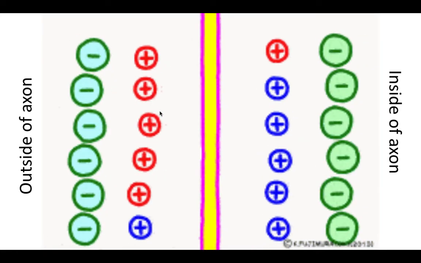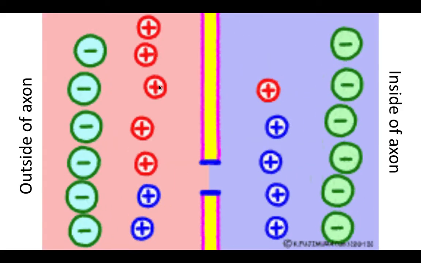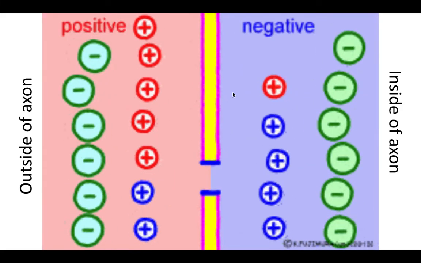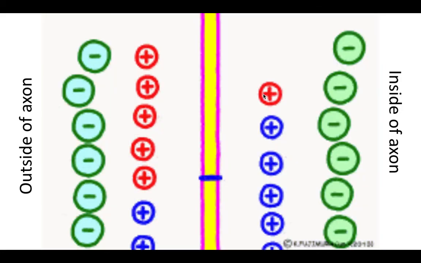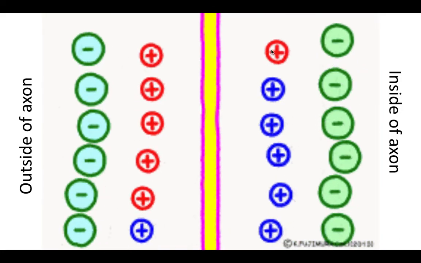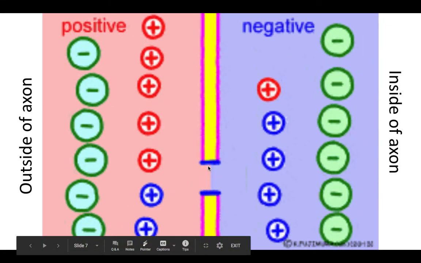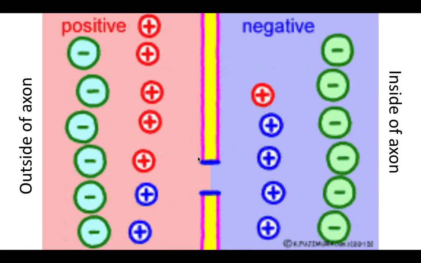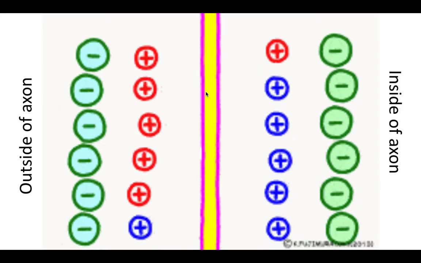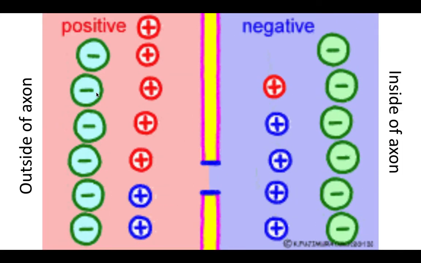So some of those positive charges are sodium ions, which, let's say they're red, and some of them are potassium ions, which let's call them blue. It doesn't really matter. And then you have the axon membrane right in the middle, shown in yellow. So when the amount of positive charges are equal on both sides, then they're going to cancel out the negative charges and everything is neutral.